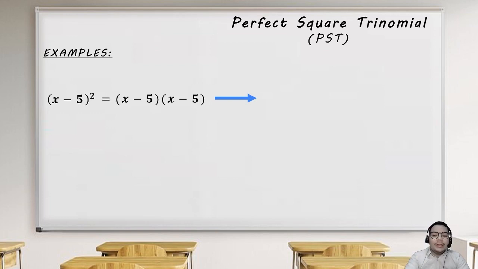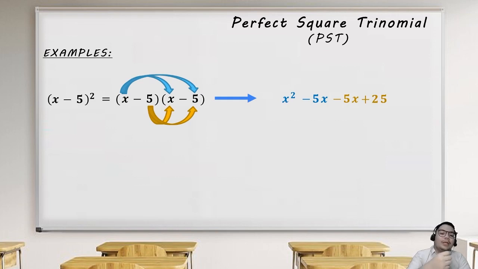If you try to expand this, it's the same as x minus 5 times x minus 5. Using the method FOIL, or first, outer, inner, last, we multiply each of the terms. x times x is x squared, x times negative 5 is negative 5x, negative 5 times x is negative 5x, and negative 5 times negative 5 is positive 25. Simplifying the right side and combining similar terms, the result will be x squared minus 10x plus 25. And this is what we call the perfect square trinomial.